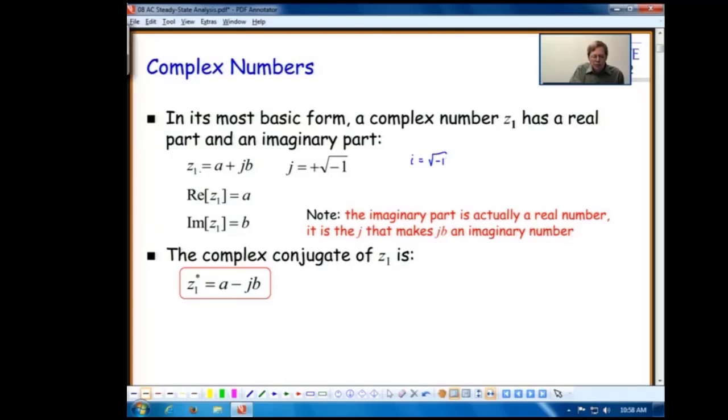So in a complex number form, we have a real and imaginary part. A is the real part, B is the imaginary part. The J operator separates the real part from the imaginary part. One of the other common operations when using complex numbers is to take the complex conjugate of a number. To do that, you change the sign of the imaginary part. So if Z equals A plus JB, Z conjugate equals A minus JB.